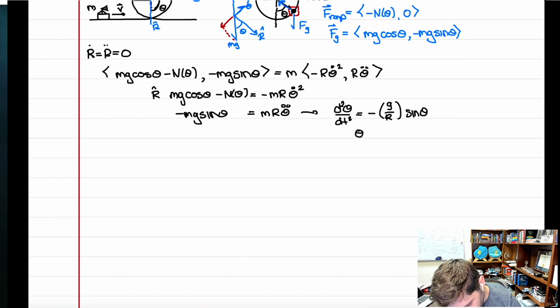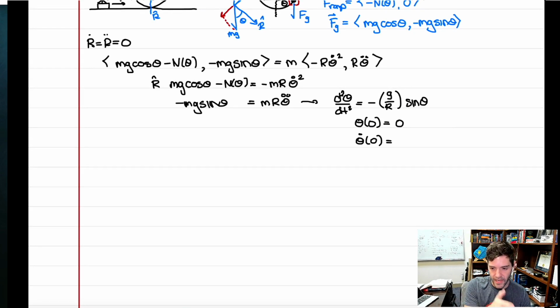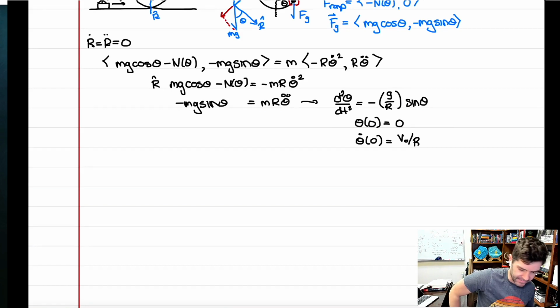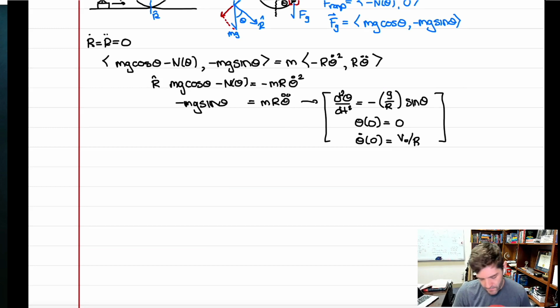My initial conditions: I know that theta at t equals 0, let's call t equals 0 when you're at the bottom of the ramp, is going to be 0. And then theta dot at t equals 0 is going to be whatever my initial angular velocity is, which I might call whatever my initial velocity is divided by my radius, in that case, if I enter the ramp with a horizontal velocity v naught. This whole thing here only depends on theta and its derivatives, since r itself is a constant.